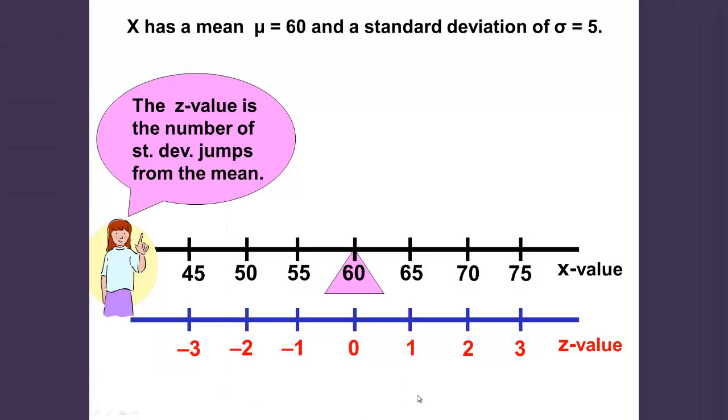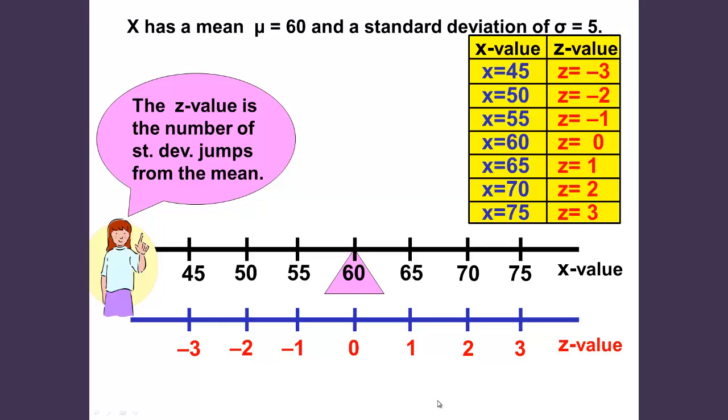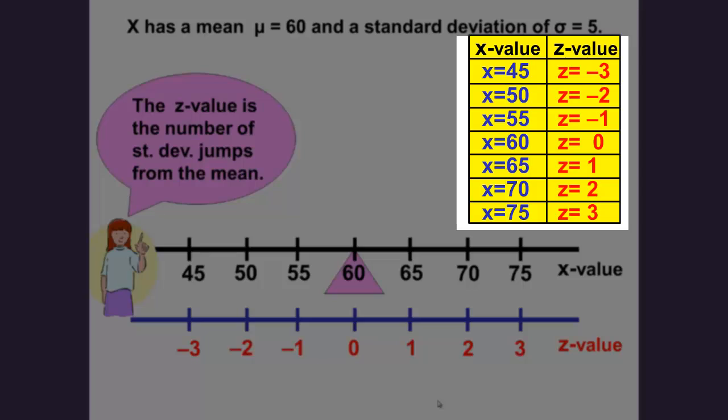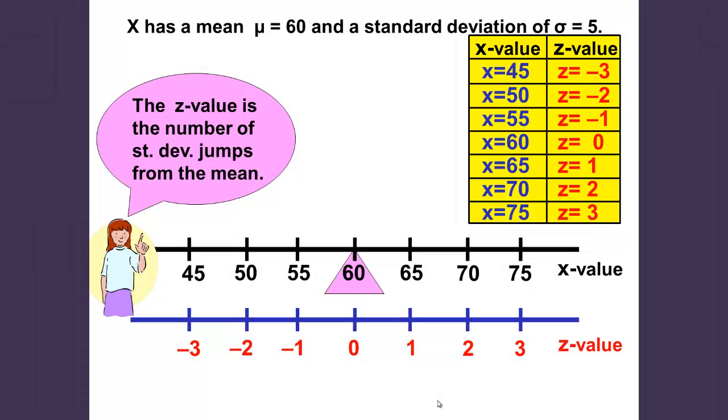And we also have a reminder that x equals 45 is the x value and its corresponding z value is -3. And the table completes that reminder of what we have. And this is reinforced both in the table and in the number line.